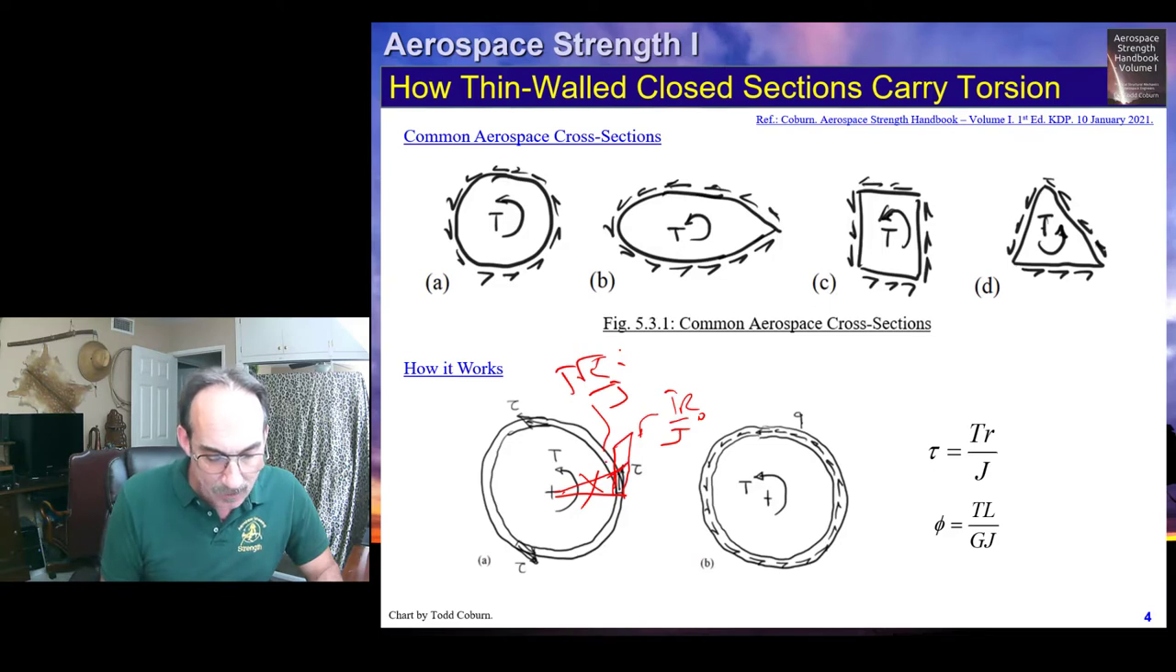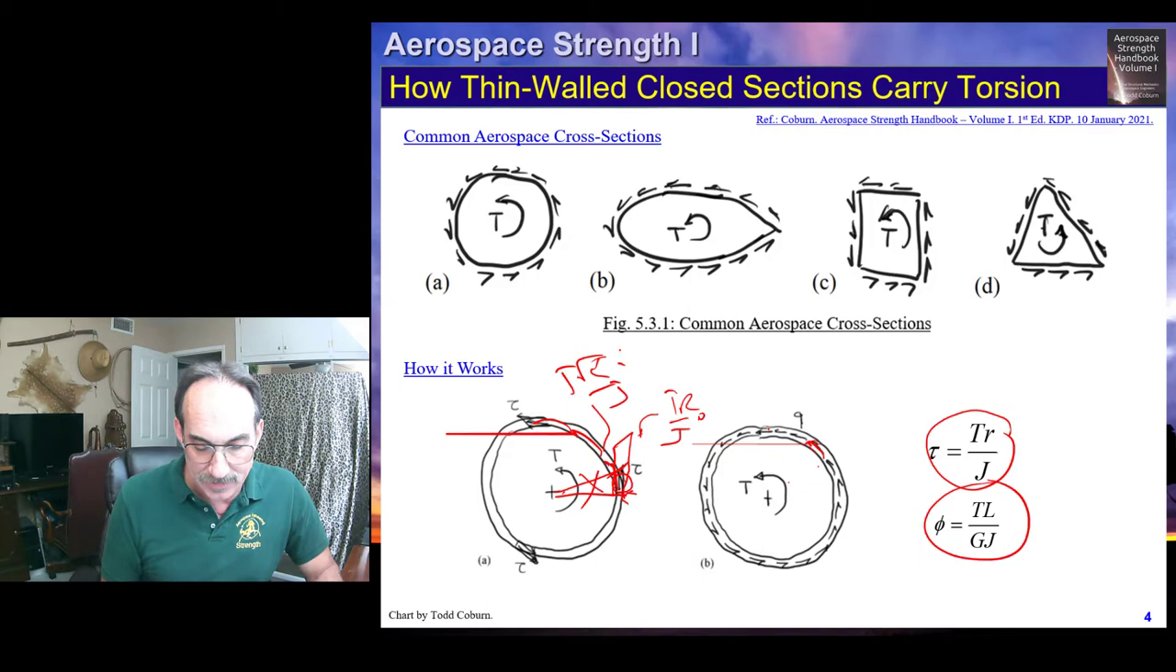Now you'll notice here, if you take that average stress and multiply it by the thickness, you're going to get the shear flow running around the thing. And that's what we're seeing here, that shear flow, the equivalent shear flow to that torque. This is our shear stress, this is our angle of twist. You'll notice these don't have to turn back.